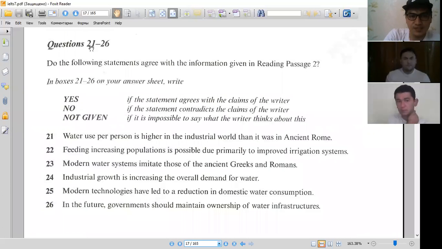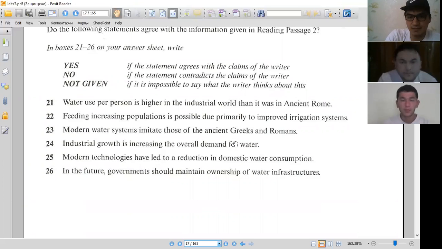Okay, questions 21 till 26. So let's also see. Do the following statements agree with information given in the reading passage 2? In boxes 21 to 26 on your answer sheet, write yes, no, not given. As you can see, these are yes, no, not given questions, right?